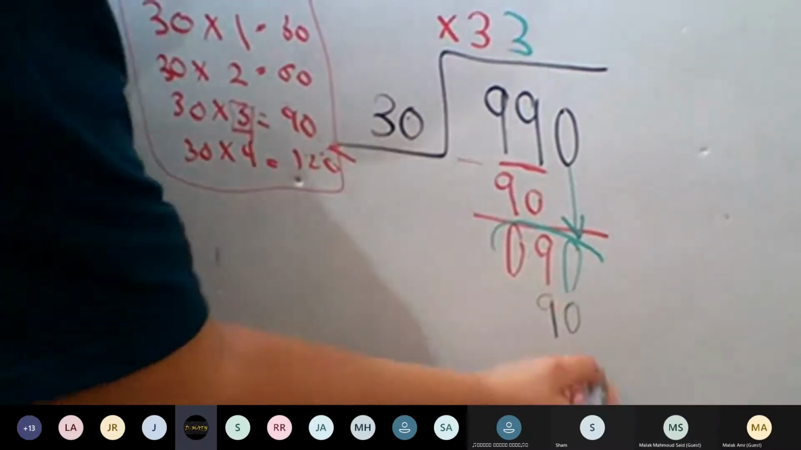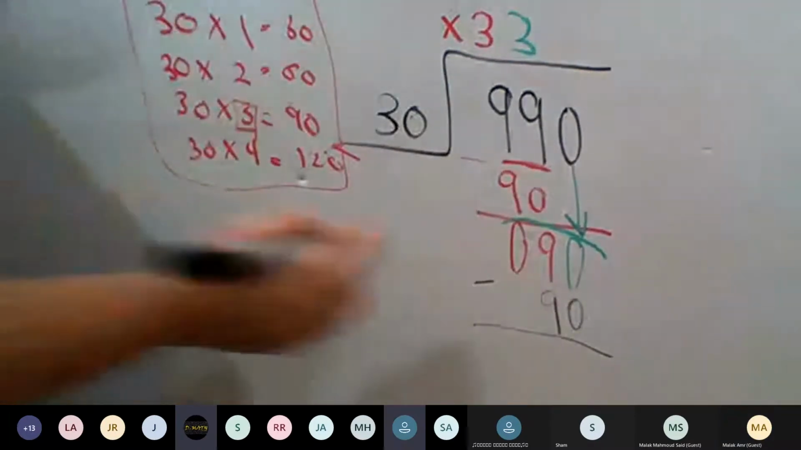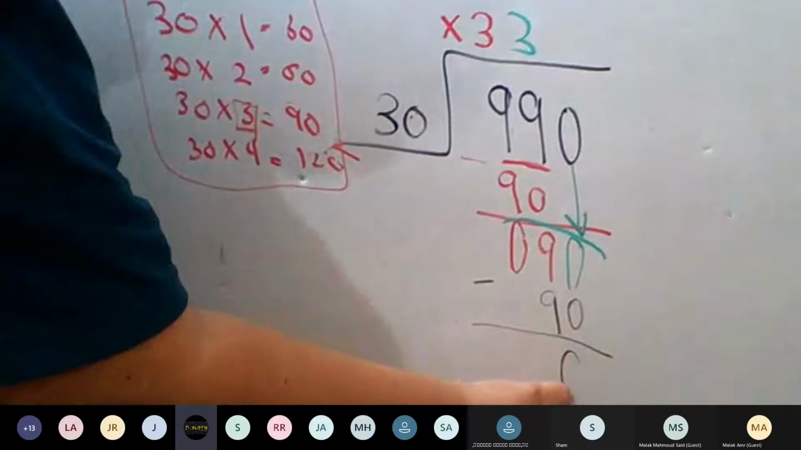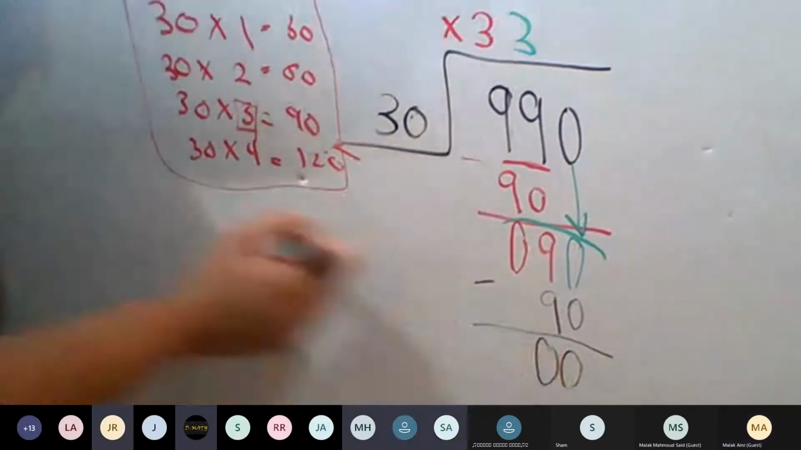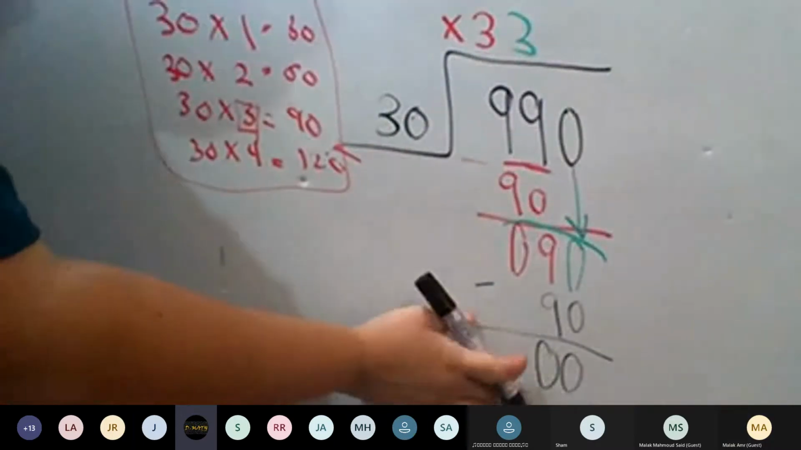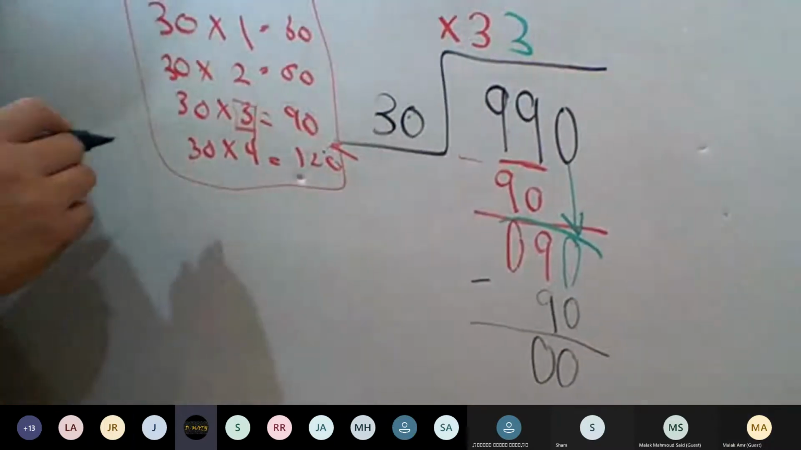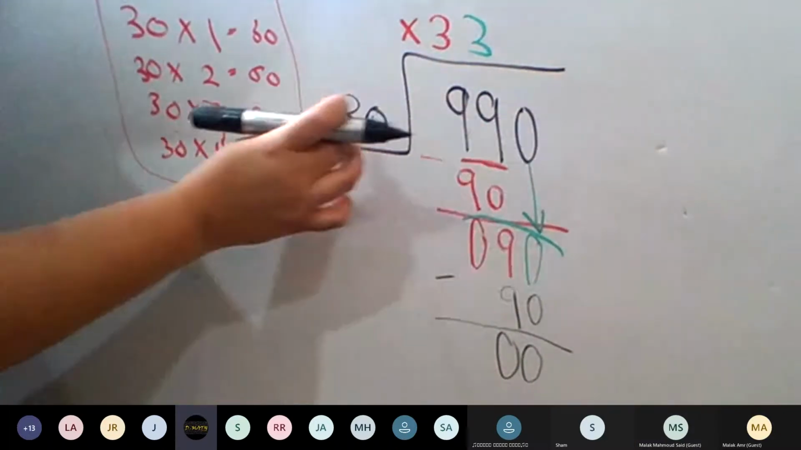90. Yes, that's it, 90. Then after multiplying, we subtract. 0 minus 0 is 0. 9 minus 9 is 0. So the remainder is now 0, and I will stop here. So what's the quotient now if you divide 990 by 30?